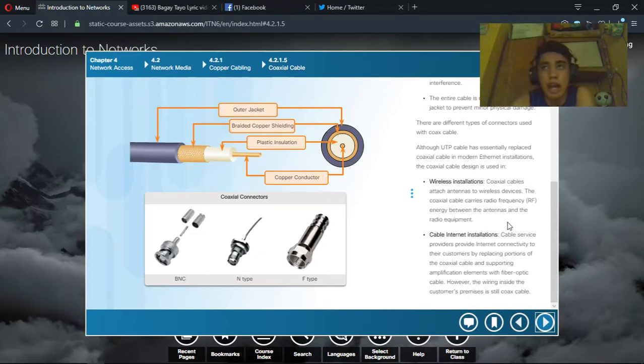As you can see, on our old televisions we use a coaxial cable to connect the antenna to the TV, so the antenna can receive radio waves and convert them for our televisions. Then cable internet installation: cable service providers provide internet connectivity to their customers by replacing portions of the coaxial cable and supporting amplification elements with a fiber optic cable. However, the wiring inside the customer's premises is still coax cable.